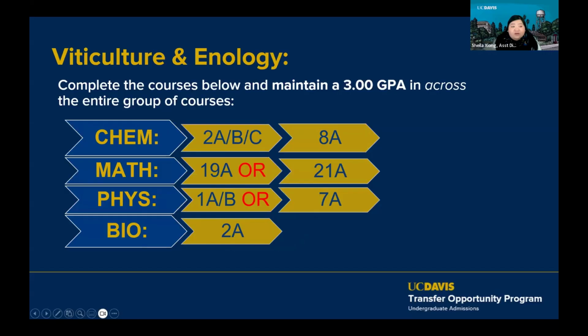For viticulture and enology, students do need to maintain a 3.0 GPA across the entire group of courses. You are required to have your general chemistry courses along with the first OChem or Chem 8 here. And then you can complete either Math 19A or Math 21A and the equivalent of Physics 1A and B or Physics 7A and Bio 2A.